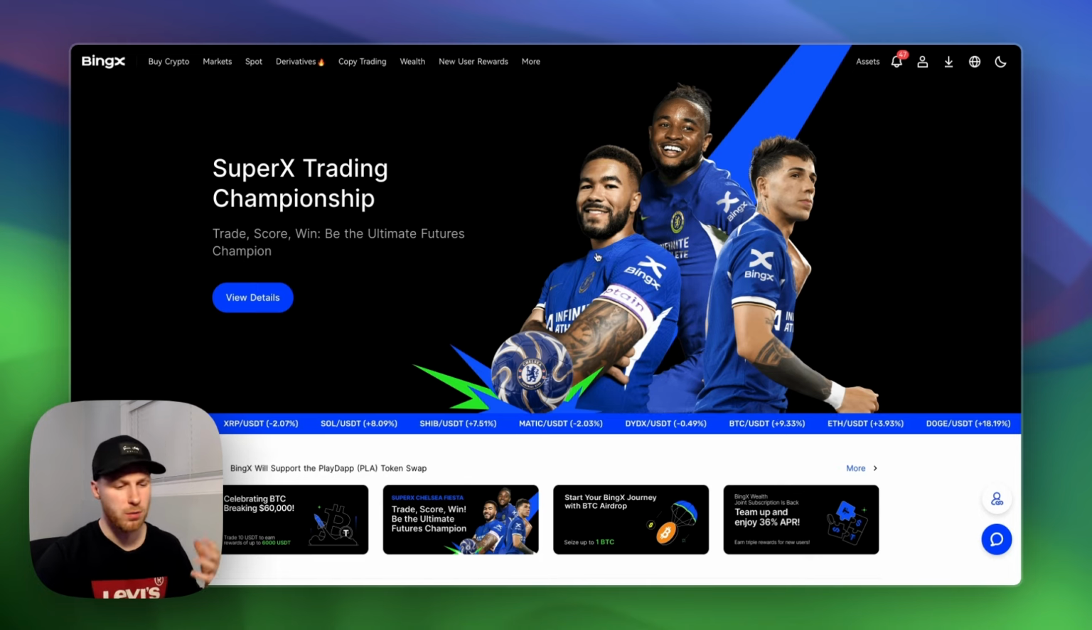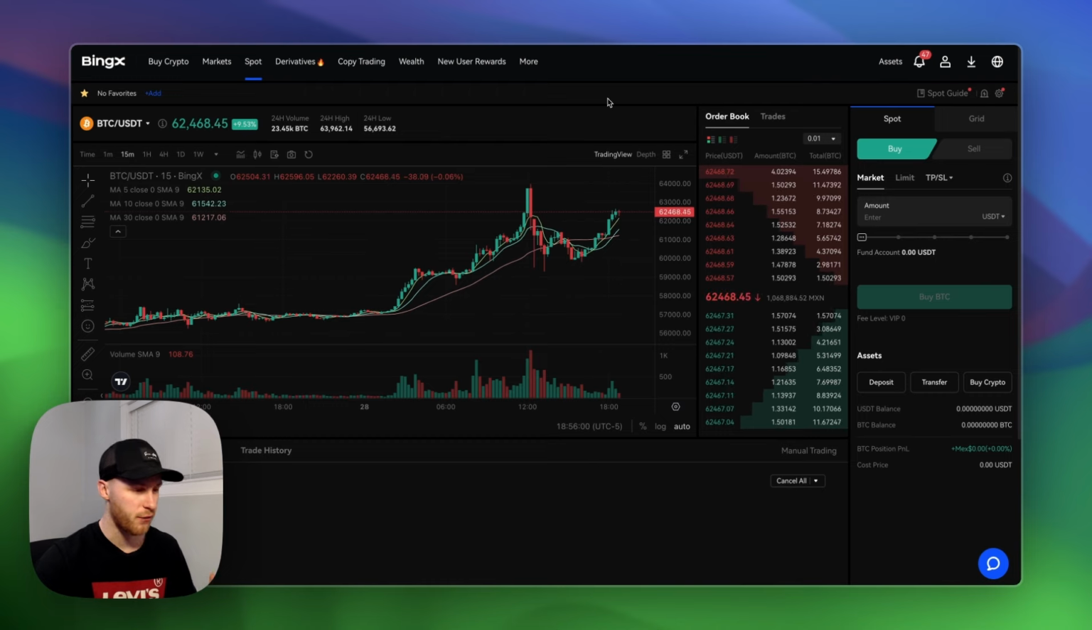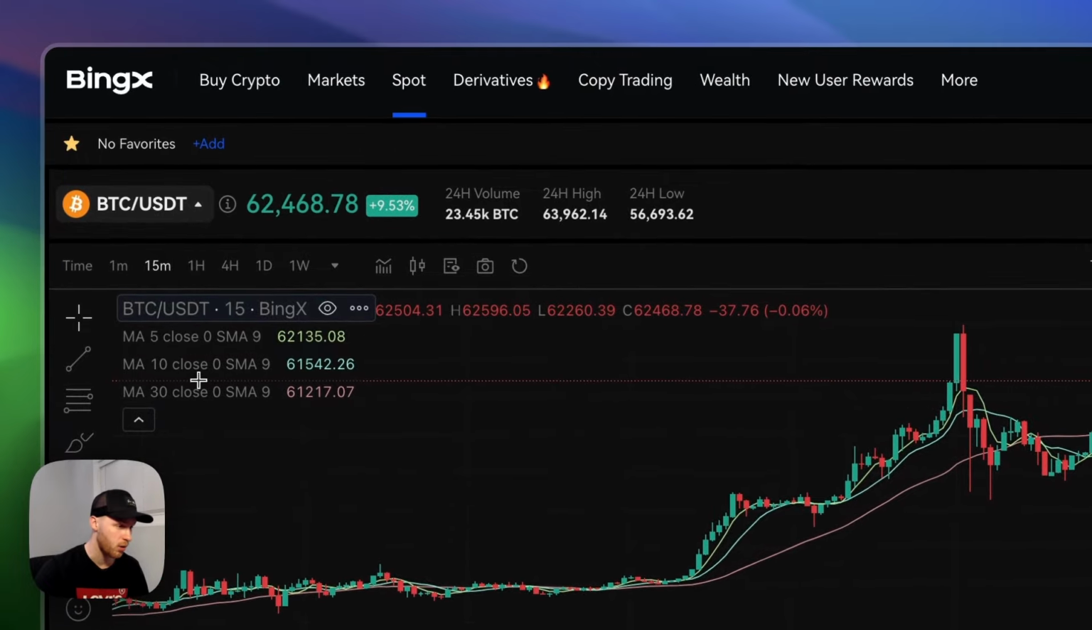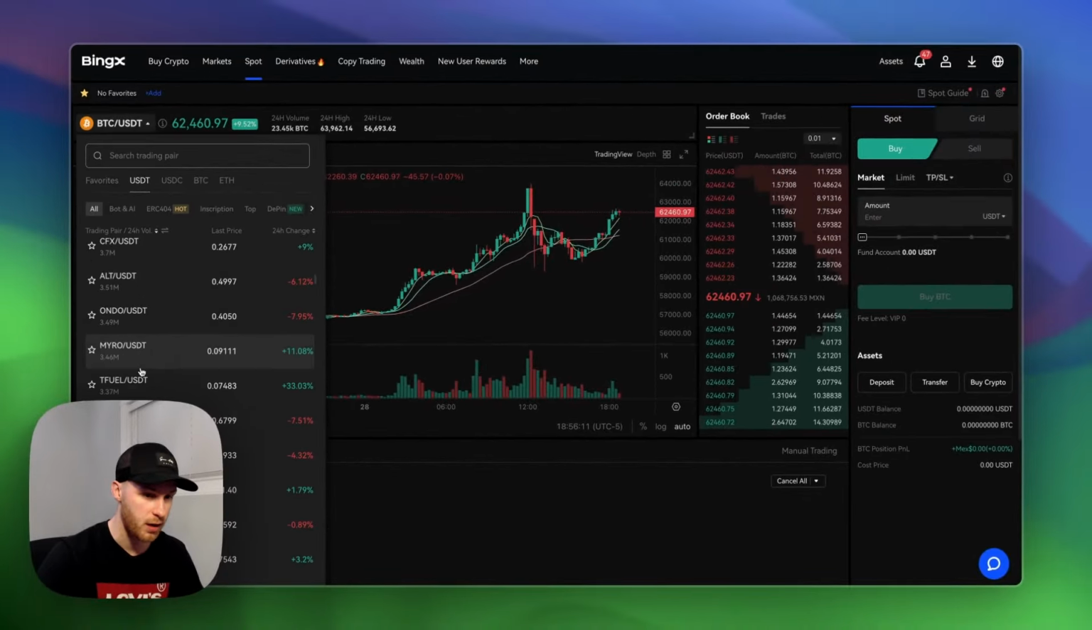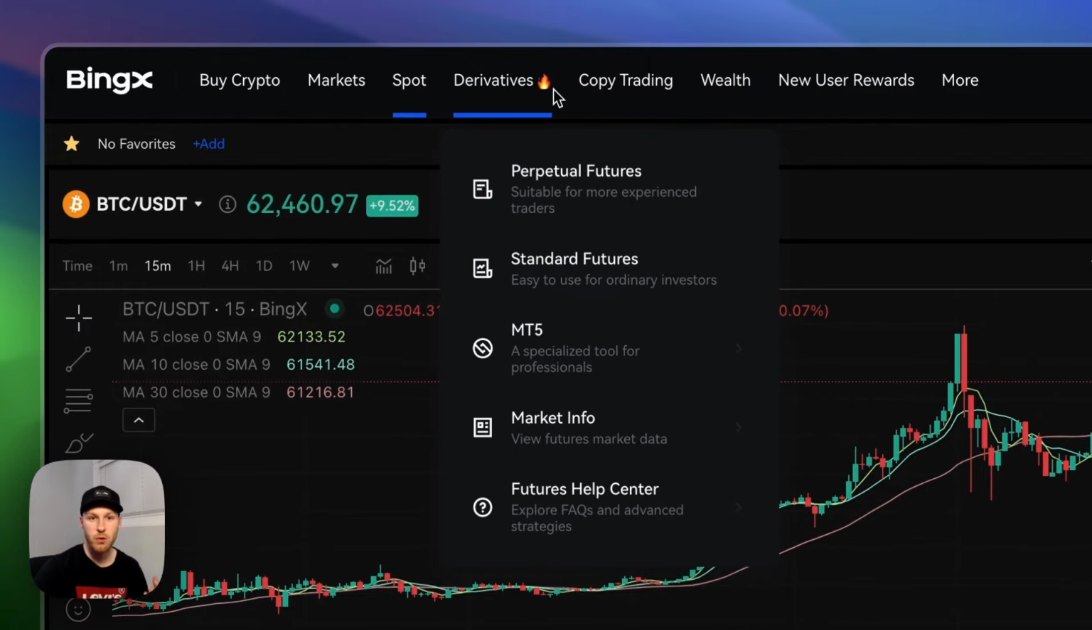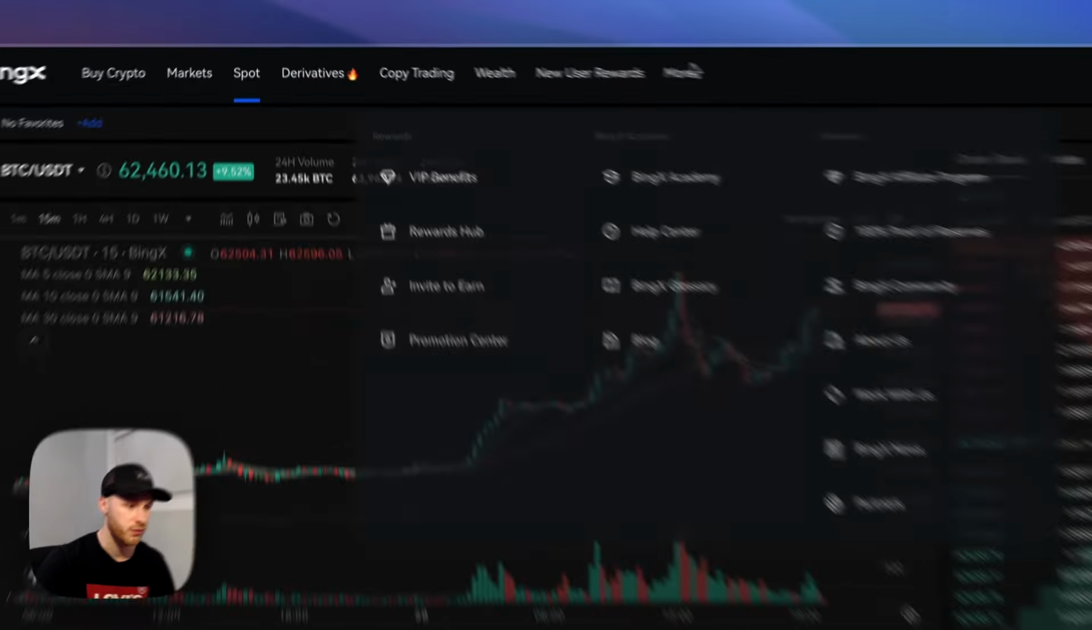Now, depending where you are, you'll probably need a VPN to use BingX, but this is what the trading platform looks like. Pretty standard compared to other exchanges. You'll find over 700 cryptocurrencies, so all the popular altcoins and things you want to trade in USDT trading pairs. Then they also have derivatives with over 200 crypto futures you can trade, as well as copy trading and other crypto features you can look into.